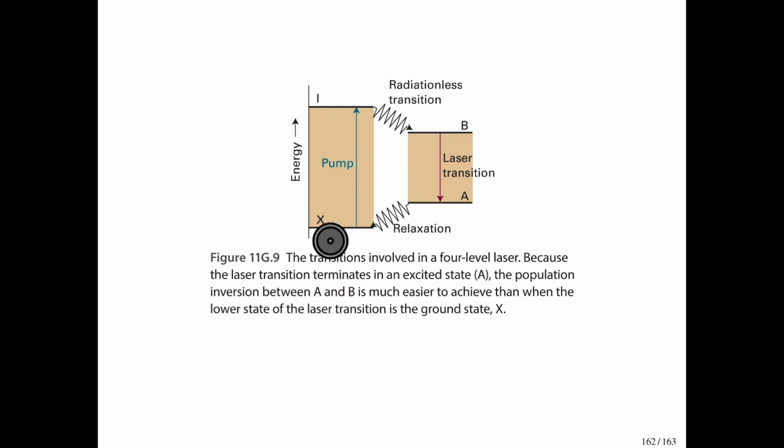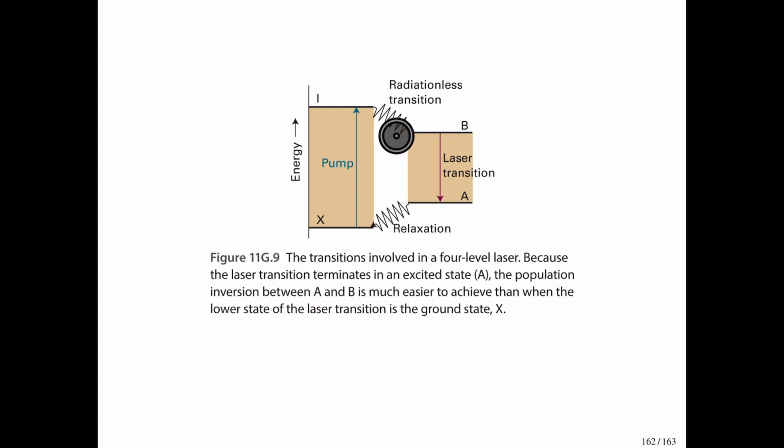And then you use perhaps a UV lamp, perhaps another laser, an electric discharge to pump molecules from this ground state to this metastable or quasi-stable excited state. And what happens is those molecules that are pumped up here will relax through radiationless transitions, through internal conversion perhaps, and they will be converted to this excited state B here. And it's between the state B and A that we have the stimulated emission occurring.